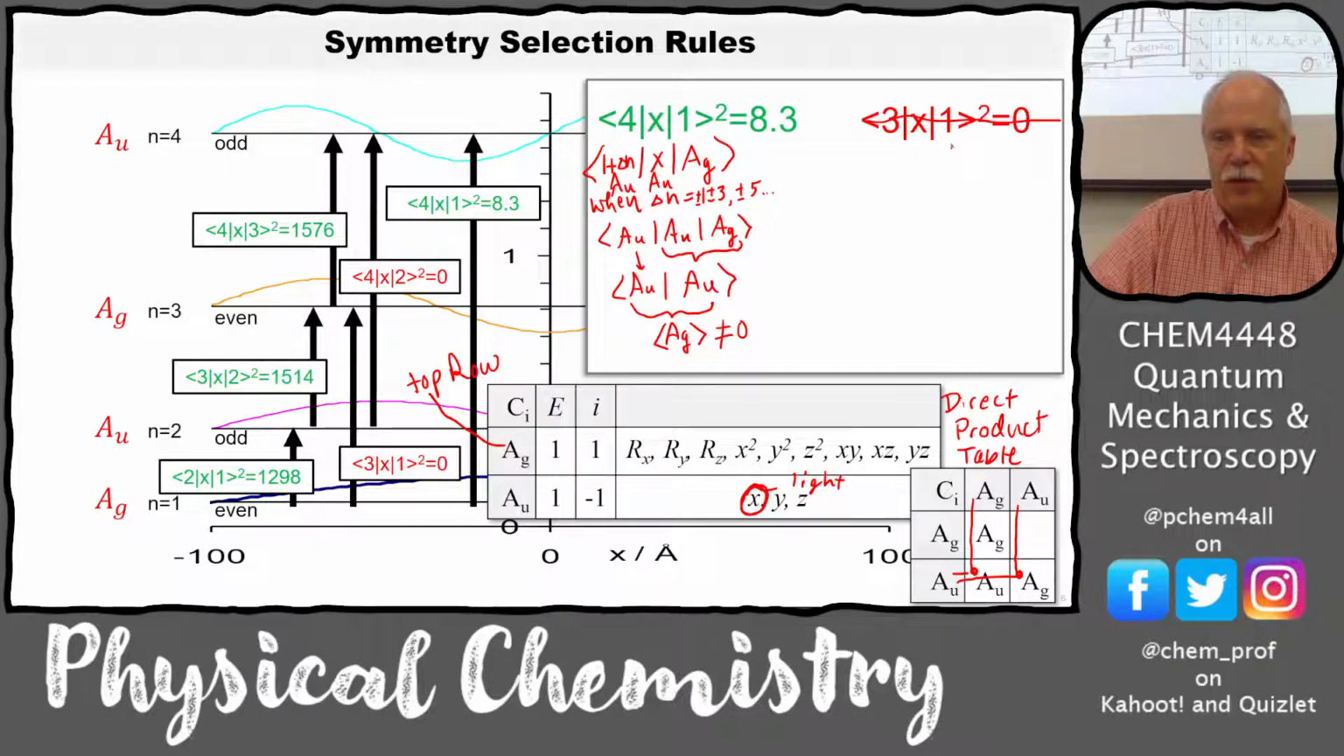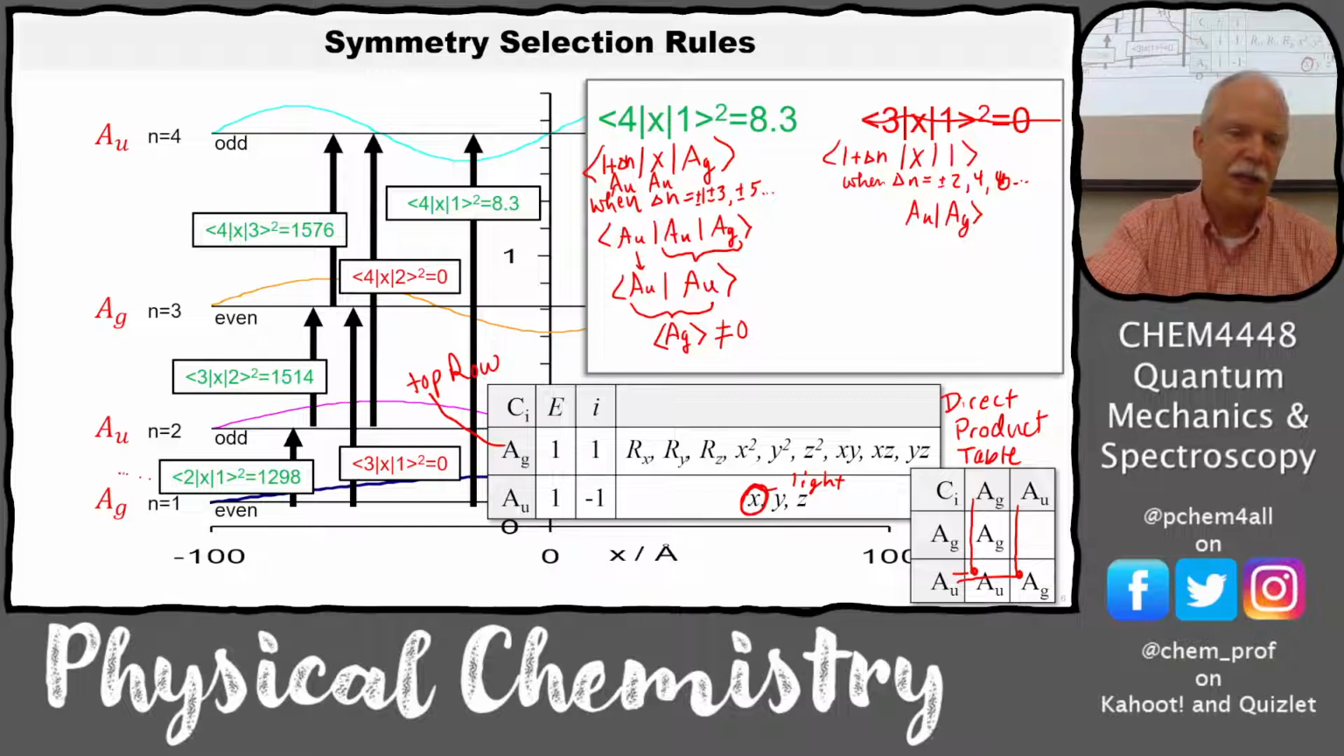If we were to do 1 x and then 1 plus delta n, when delta n is equal to plus or minus 2, 4, 6, etc. Okay. Then I still have AG for the ground state, AU for light. And then looking at changing by 2, I'm going from 1 to 3, that's AG. Changing by 4, I'm going up to n equals 5, which would be AG, etc. So those would all be AG.